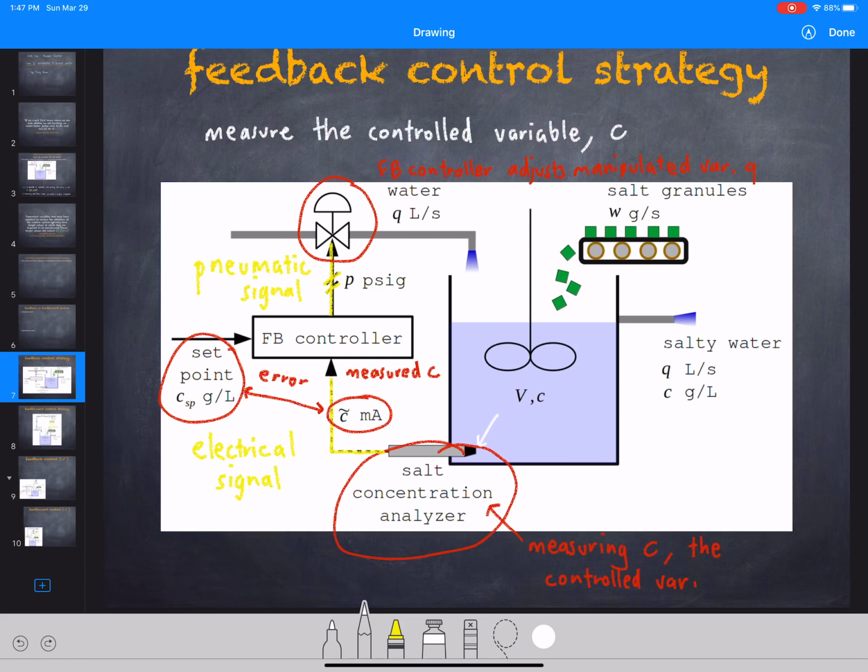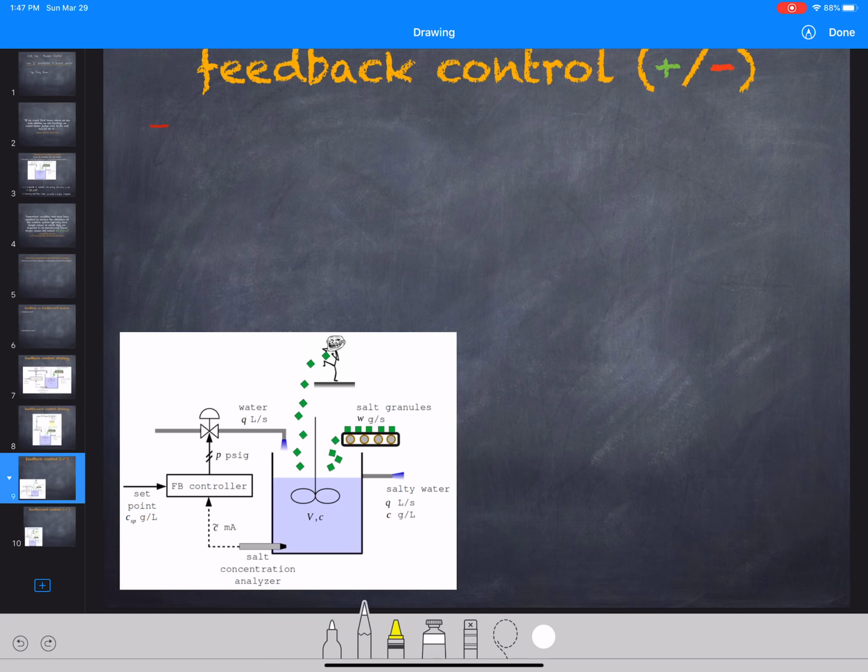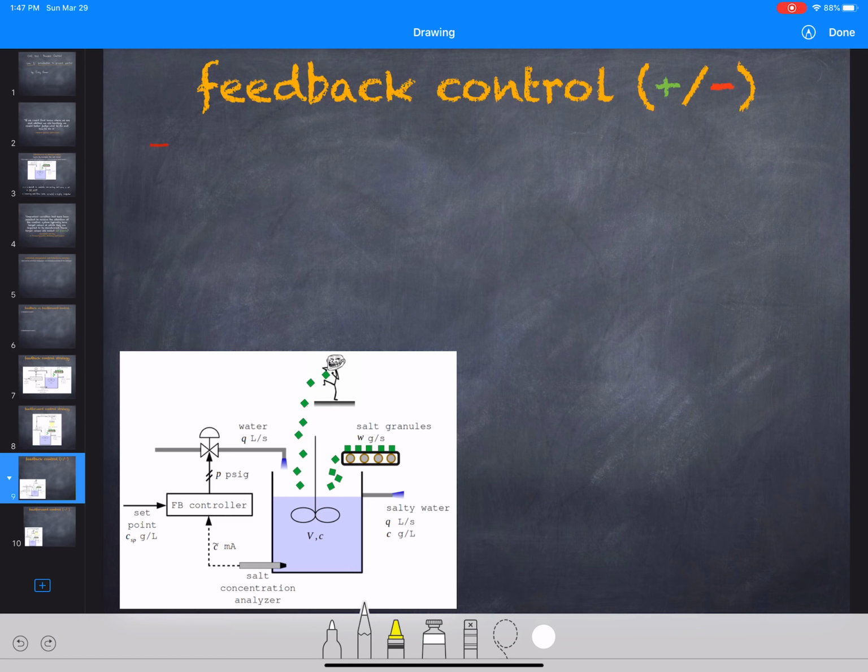And so ideally, you would want to anticipate changes in the disturbance variable and take corrective action before it upsets the process. That's what feed-forward control does by measuring the disturbance variable. But that's a huge minus of feedback control. So no corrective action is taken until a process upset has already occurred.